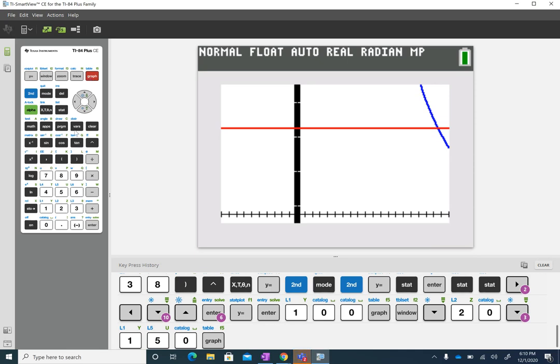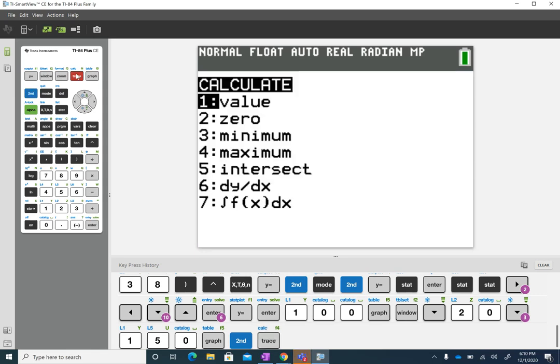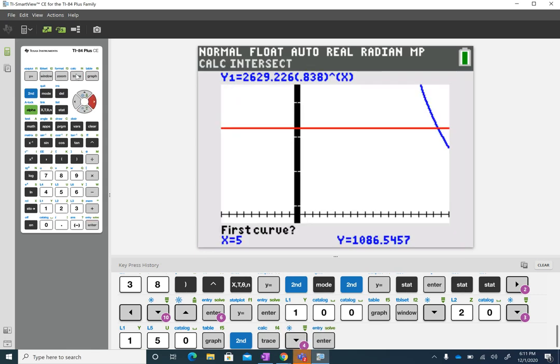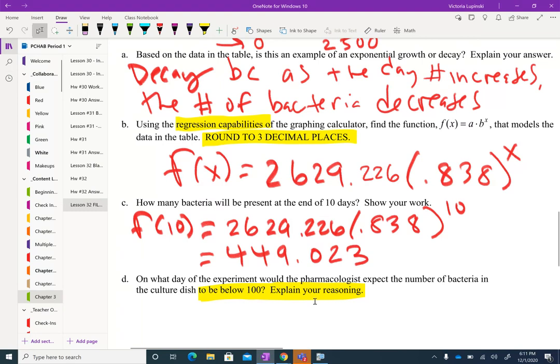So remember, to find that point of intersection, you're going to do second trace. Then you're going to choose the intersect option. You're, of course, going to find your blinking cursor. So curve 1, curve 2, guess if you're fancy. Otherwise, go ahead and find that intersection point. So 18.498. I'm going to go ahead and take that and write it here.